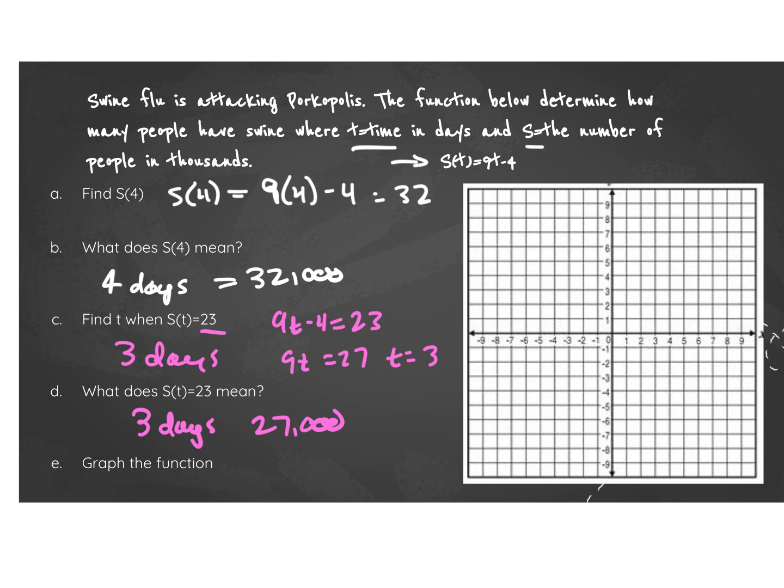Okay, so now graph the function. So if I go 9x minus 4, so it's going to be there. So I go up 9 over 1. There is my graph.